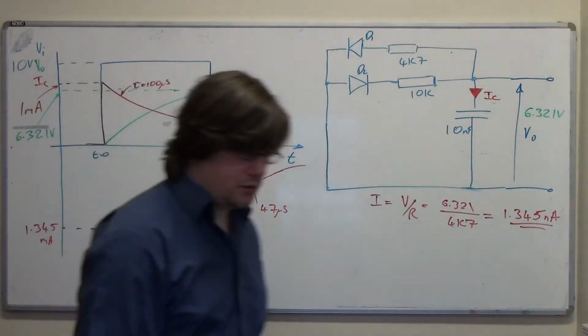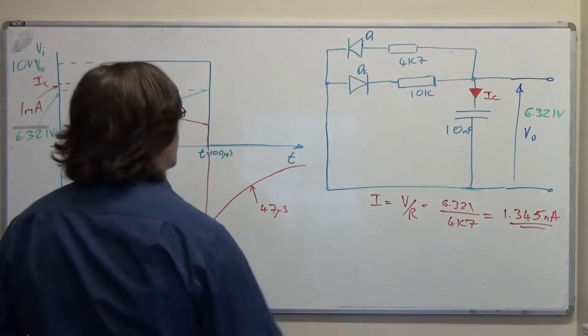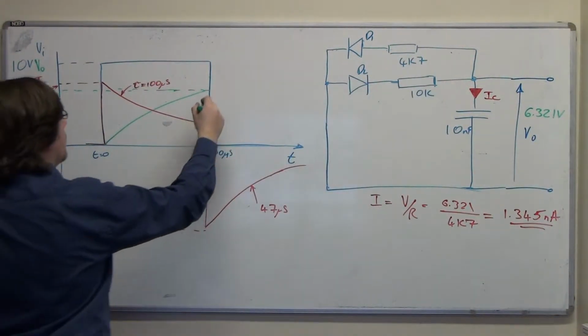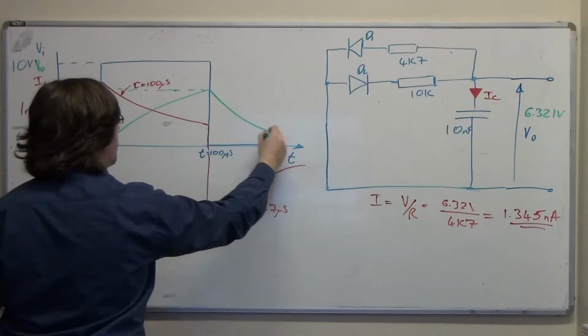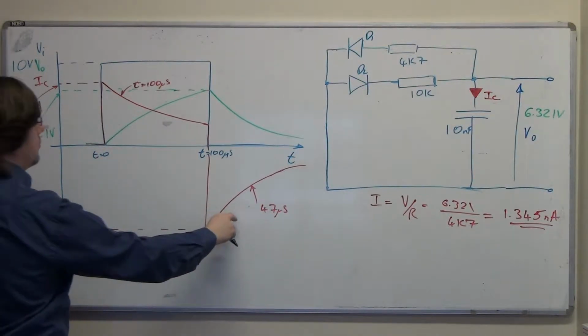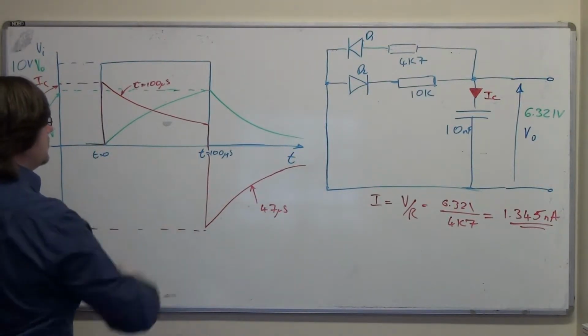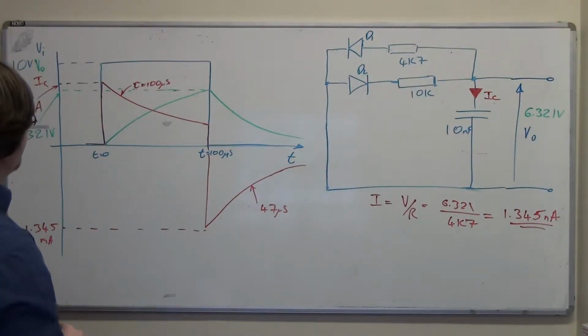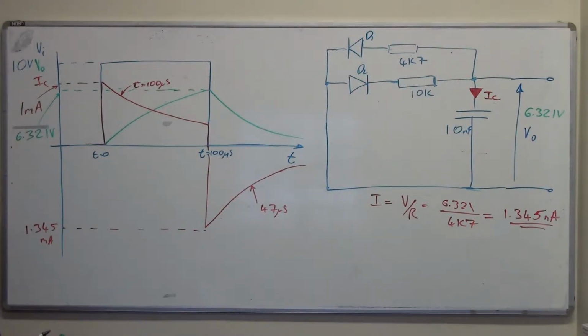And the voltage that will result is the capacitor is discharging, so the 6.321 that we've got will decay away. But we can see that 47 microseconds is still, you're only getting 2 time constants in this period, so it's going quite a long way off the right hand edge of the graph before we get back to anything normal.